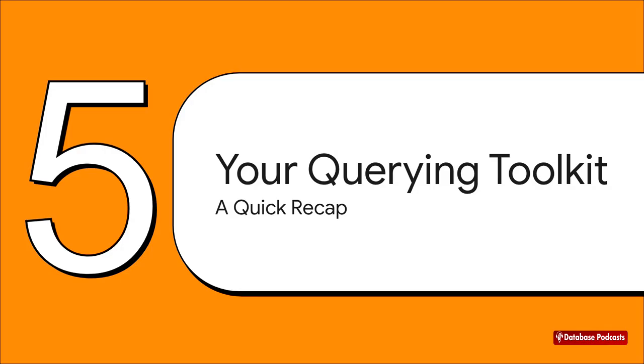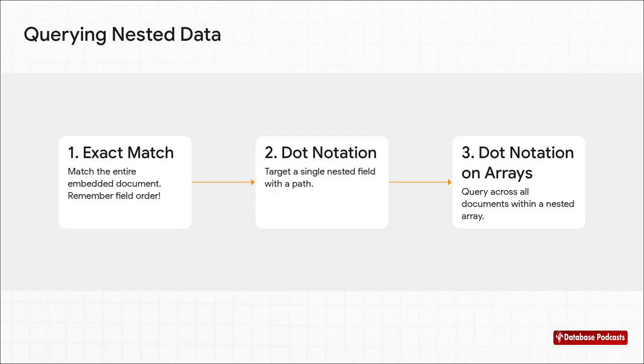Okay, we have covered a ton of ground here, right? We've gone from the very basics all the way up to some really slick, powerful querying patterns. So let's do a super quick recap of the new tools you've got in your toolkit. Tool number one, you can match the entire embedded document, but you have to remember that field order is absolutely key. Tool number two, for way more flexibility, you can use dot notation to target a single nested field. And tool number three, the real powerhouse. You use that same dot notation to query fields across an entire array of documents.